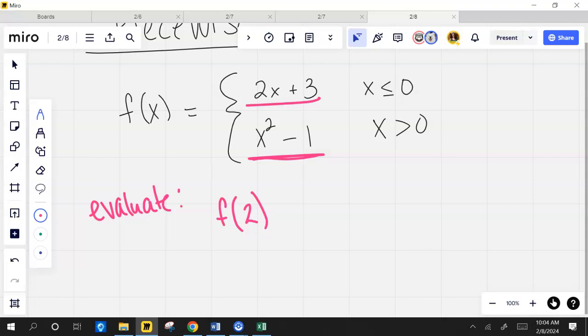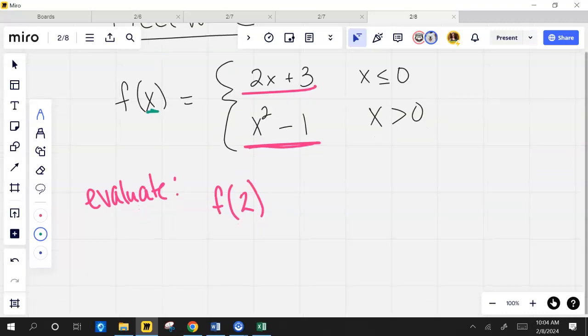X is greater than 0. You're exactly right. Remember, it's f of x. This x is 2. Is 2 less than 0 or bigger than 0? Bigger. That tells me this is the equation I need to use. Does that make sense? So f of 2 here would be 2 squared minus 1, which is 3.